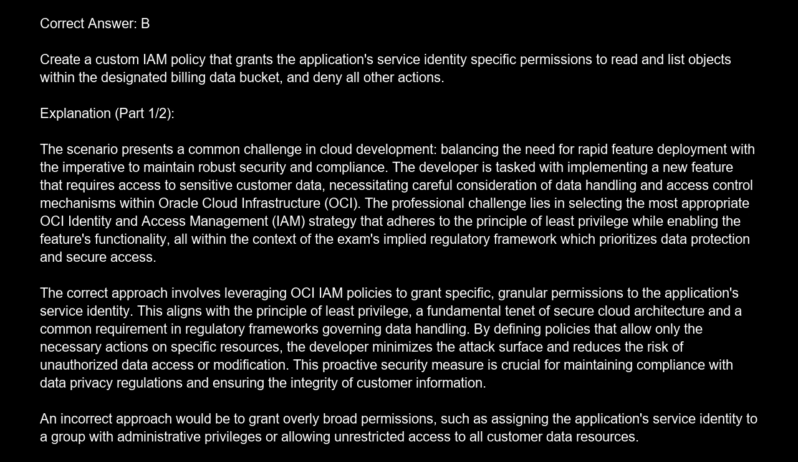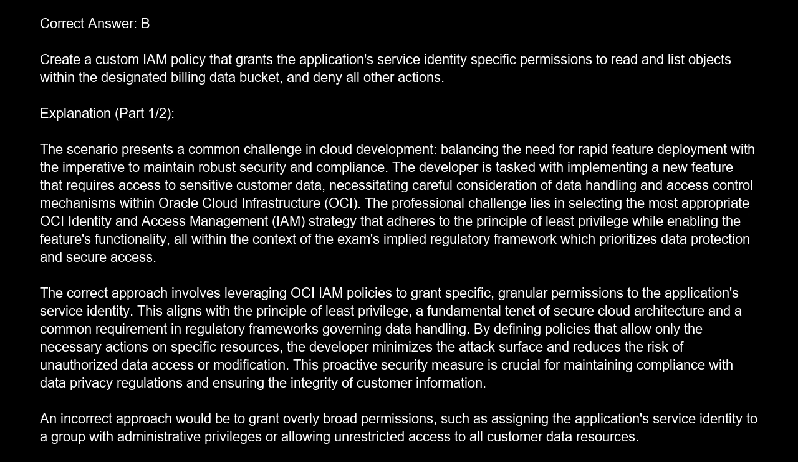The developer is tasked with implementing a new feature that requires access to sensitive customer data, necessitating careful consideration of data handling and access control mechanisms within Oracle Cloud Infrastructure, OCI. The professional challenge lies in selecting the most appropriate OCI identity and access management (IAM) strategy that adheres to the principle of least privilege while enabling the feature's functionality, all within the context of the exam's implied regulatory framework, which prioritizes data protection and secure access.